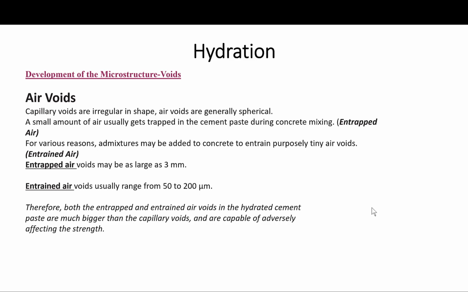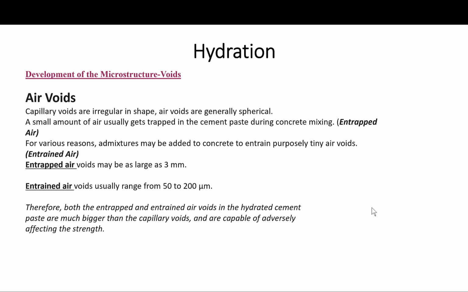A small amount of air usually gets trapped in the cement paste during concrete mixing. This is the entrapped air. Also, for various reasons, admixtures may be added to concrete to purposely entrain tiny air voids. This is the entrained air. These voids may be as large as 3 millimeters. The entrained airs usually range from 50 to 200 microns.